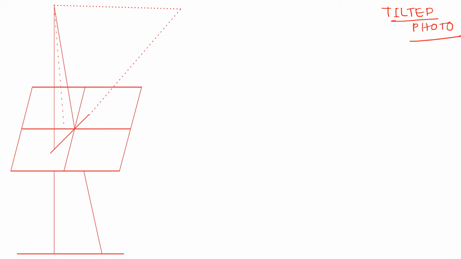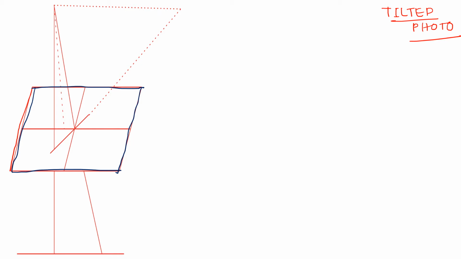Okay, so the first important thing we should understand is this area, which is called the perspective projection. This is nothing but your photograph, on which everything will get printed.